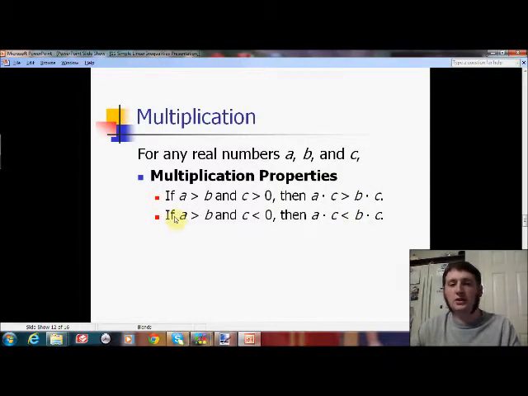And then multiplication. If A is greater than B and C is greater than 0, which is a fancy way of saying that C is positive, then A times C is greater than B times C, which of course begs the question, what if C is negative? If A is greater than B and C is less than 0, C is negative, then when you multiply by a negative on both sides, it ends up reversing the inequality.